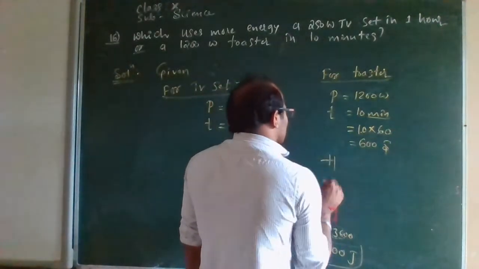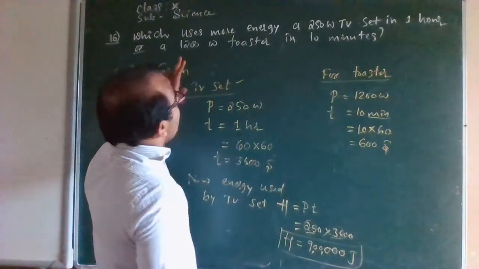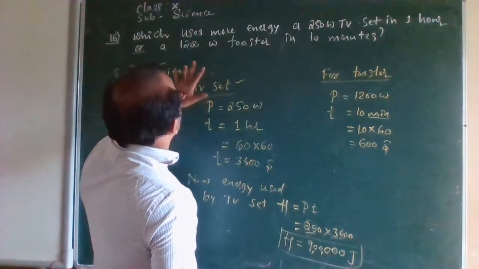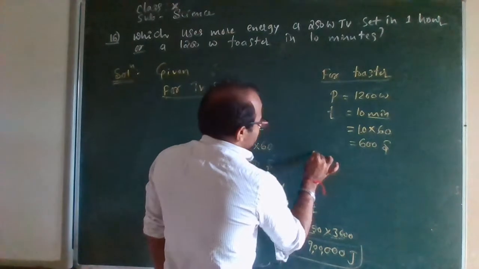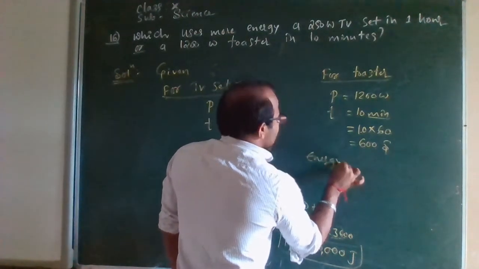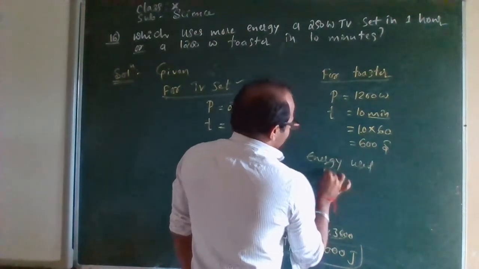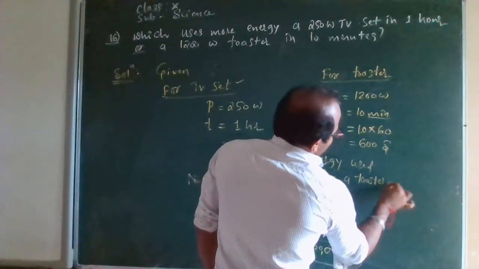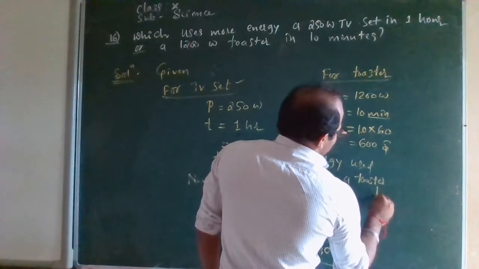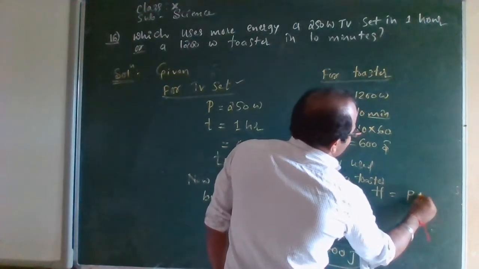So H is equal to, that means energy, sorry, not power, consumed by a 1200 watt toaster. Energy used by a toaster is how much? That is H is equal to P into T.